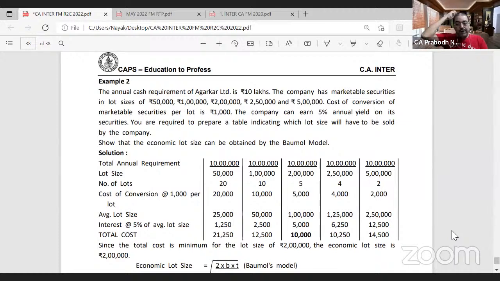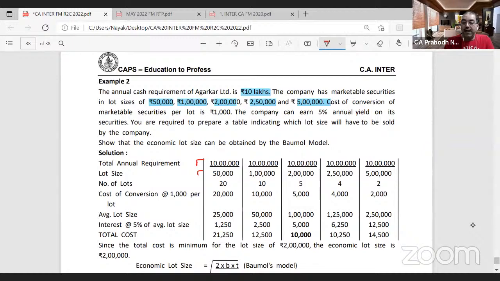So my annual requirement for the company is 10 lakhs. Now, with an annual requirement of 10 lakhs, I can have them in lots of 50,000, or 1 lakh, or 2 lakhs, or 2.5 lakhs, or 5 lakhs. So the lot size is given to you. First I write the total annual requirement, then I write the lot sizes. Then I divide the annual requirement by each lot size.